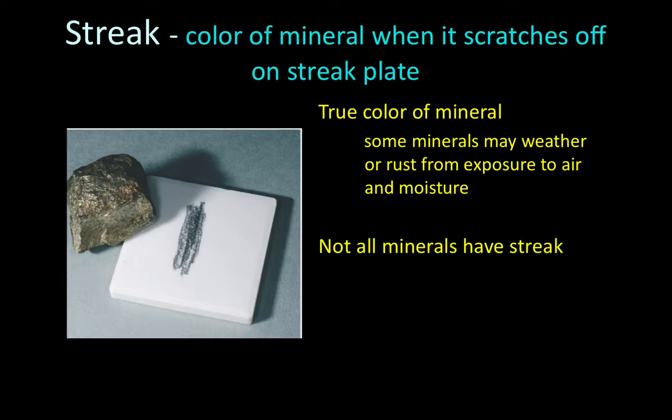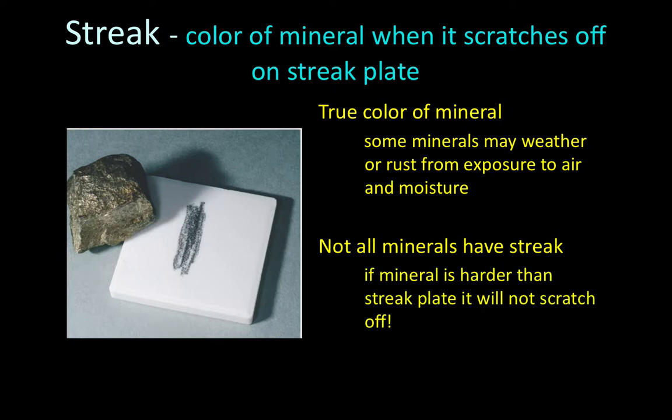But interestingly, not all minerals have a streak. The streak plate itself has a hardness of 6.5. So if you have a mineral that has a hardness number that's greater than 6.5, it will not scratch off. And so you basically put not applicable for its streak. It doesn't have one, or you could put a big X in the box when you do that in the lab.